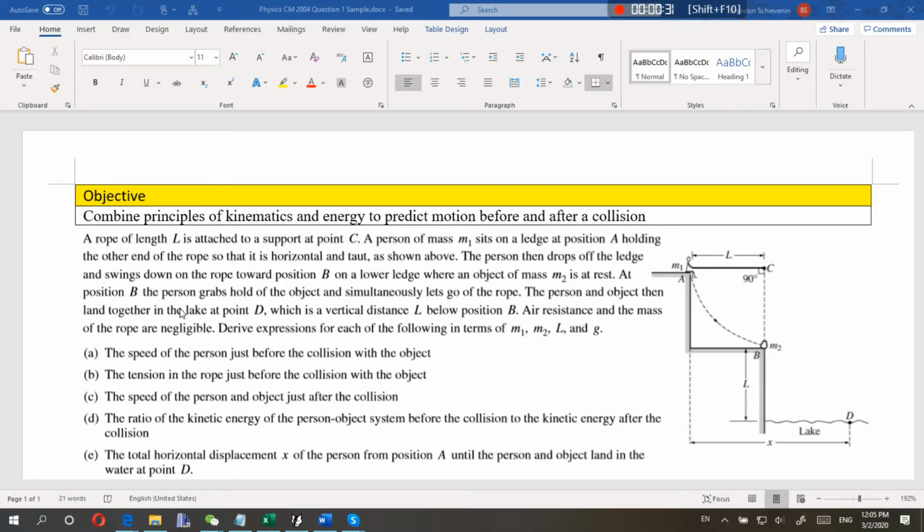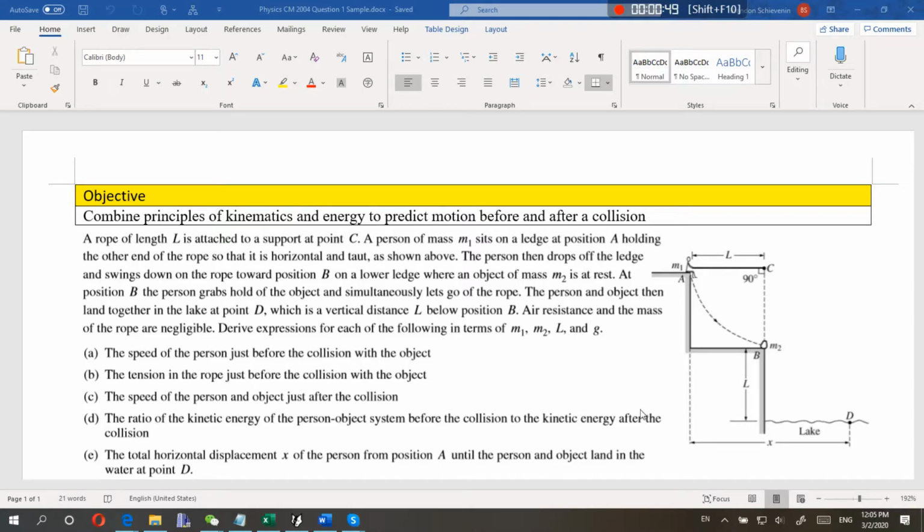Okay, so our objective today is to combine principles of kinematics and energy to predict motion before and after a collision. So I've got our FRQ this time from 2004. This is question 1. And then you'll have the rest of the FRQ from 2004 for homework.